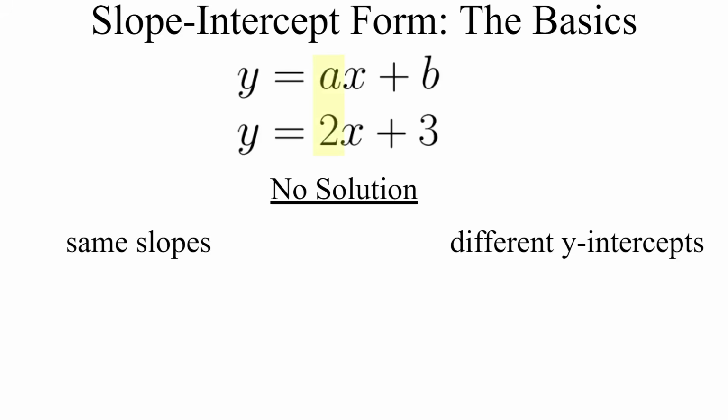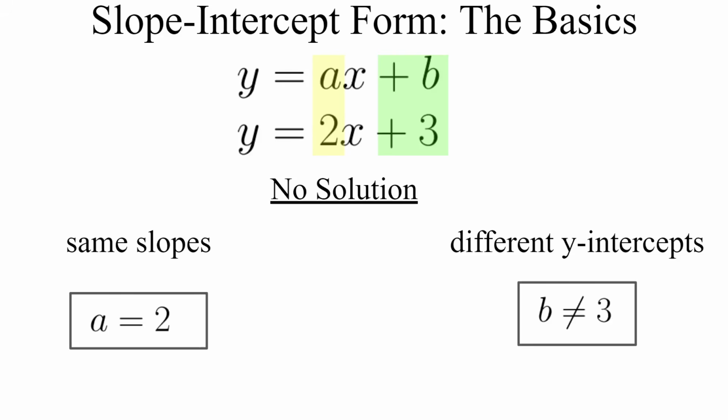So we're going to circle the slopes, and they're the same, so we're going to use an equal sign. a is equal to 2. And then for different y-intercepts, the y-intercepts are b and 3. But for different, we're going to make sure we use a not equal to sign. That's called an inequation. So please make sure that when you see the word different, you're immediately thinking not equal to. So we know for this one that a is equal to 2, and b, we don't know what it is, but we know it can't be 3.